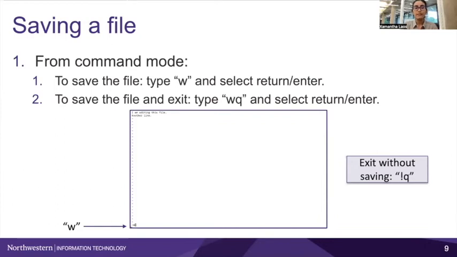Finally, saving a file. So from the command mode, you can save the file by typing W and select return or enter. And if you want to save and exit the file, then you need to type WQ. If you want to exit without saving your recent changes, then you can type !Q.